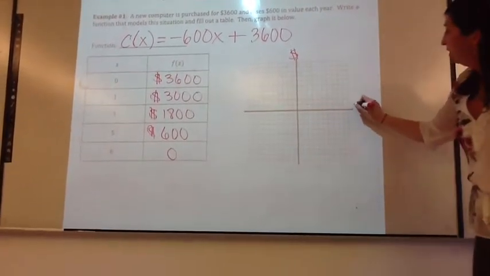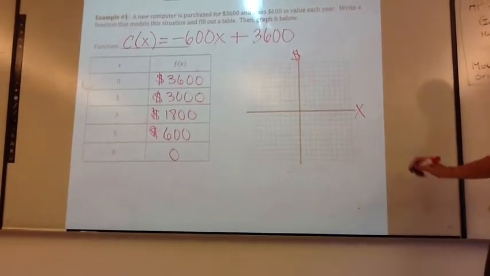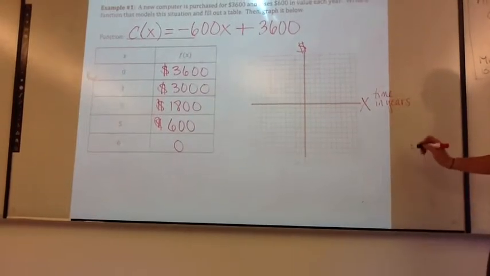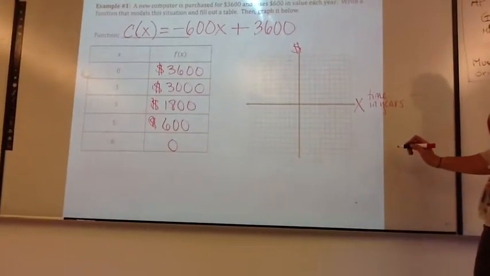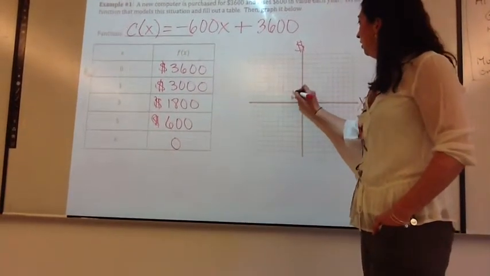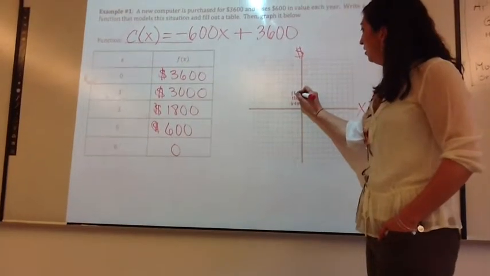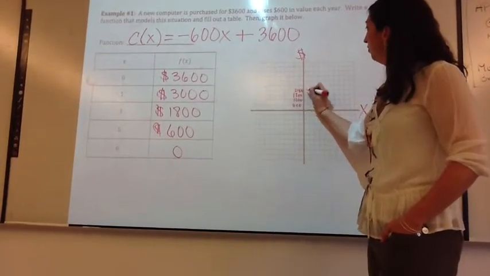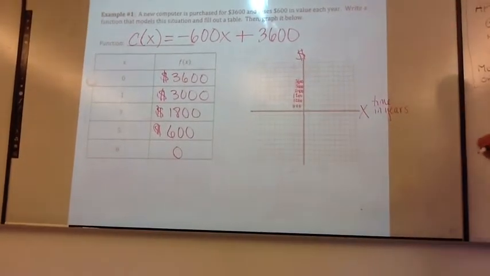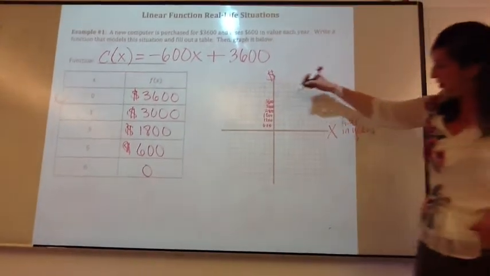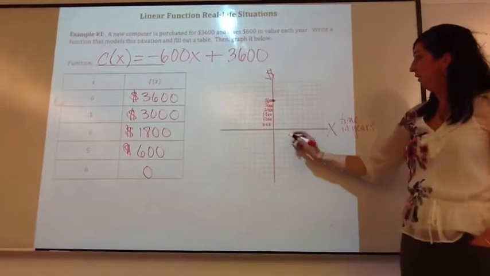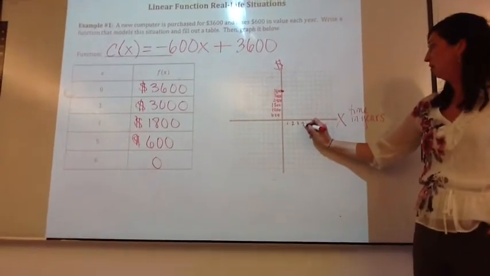All right? So what I'd like you guys to do is go ahead and do a quick graph of this. Noting that as each year passes, this thing is losing value and it's losing value fast. So just to get a good scale, go by 600s on your y, just to get yourself enough room to graph it. It starts here, 3,600. And how long does it take to lose all its value? 6 years.